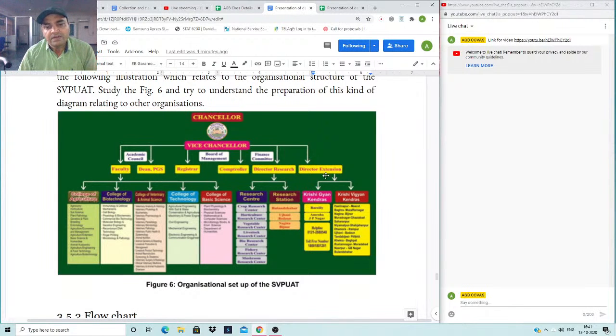Then we have Director Extension. Under them, there are Krishi Vigyan Kendras. So we have these. So this is the organizational setup of our university.